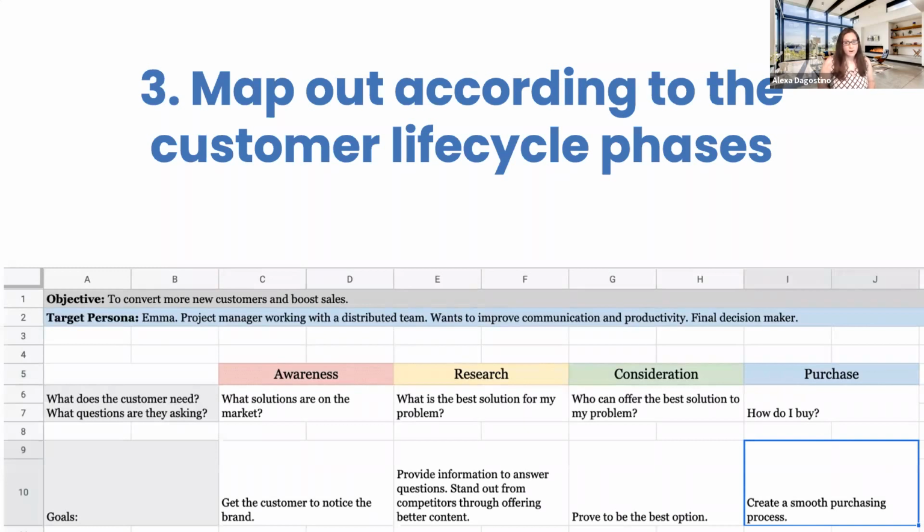So at each point you want to understand, okay, what's the point of awareness? To get them to notice your brand. What's the point of research? To provide information to make you stand out. This is your mission. This is your hook. This is your story. This is when this starts to become important. Consideration. Now it's time for you to prove you're the best.